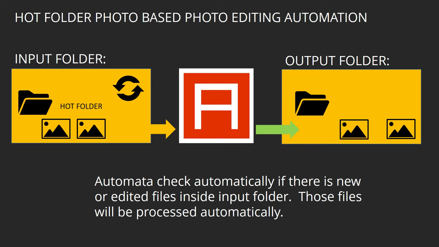So how does this hot folder based image editing work? First we have the input folder, and this is the folder which Automata checks all the time. Another term for hot folder is watched folders. It means this process is checking whether there are any new or changed files which need to be processed. Automata checks automatically, and those files will be processed automatically.